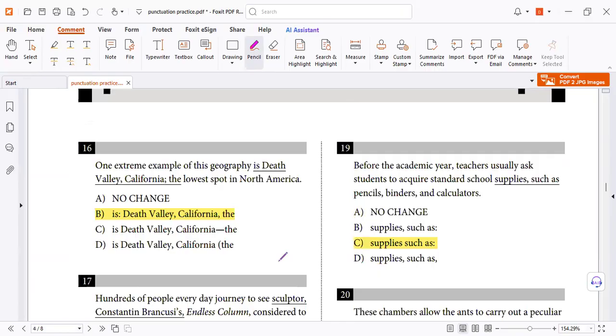Number 16, you make it B. No, try again. Can read. Okay.